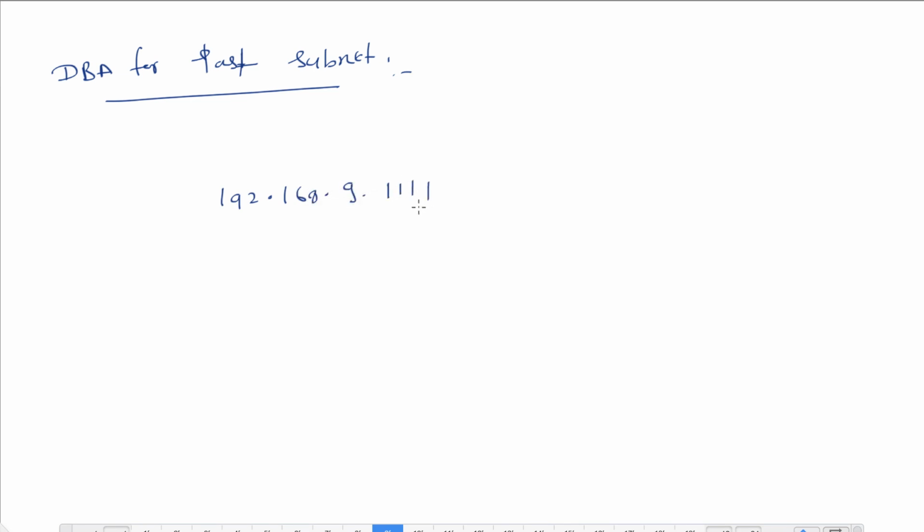Now, what will be the directed broadcast address for the last subnet? If I ask you that, then you will say it is 192.168.9. If it is the last subnet, then it will have all ones here. Then you are asking the directed broadcast address, that means all ones here also, and the host ID. So it will be 192.168.9.255.